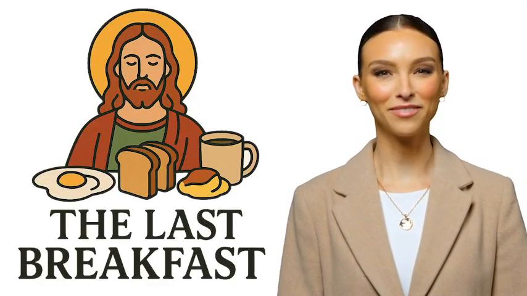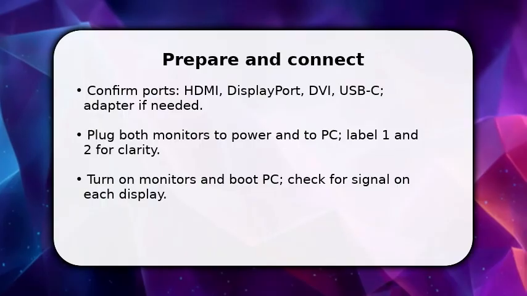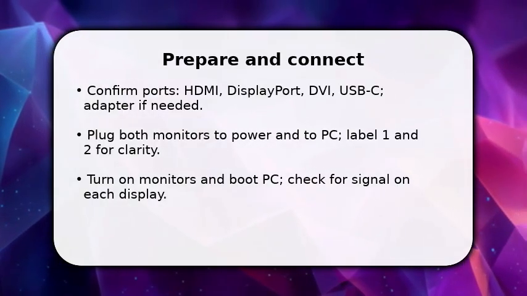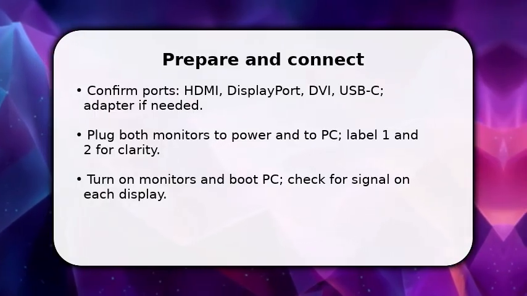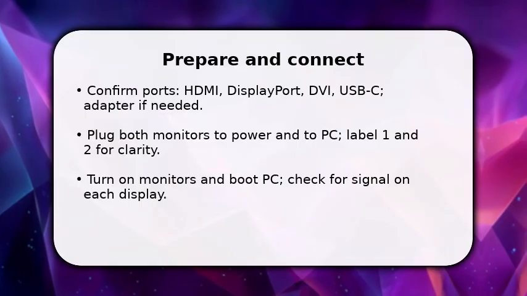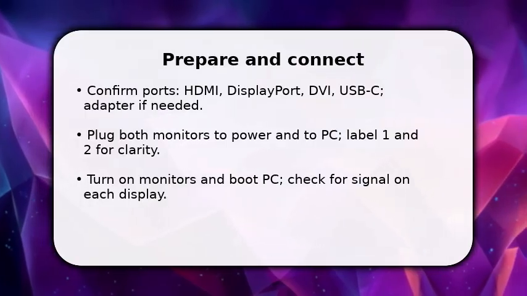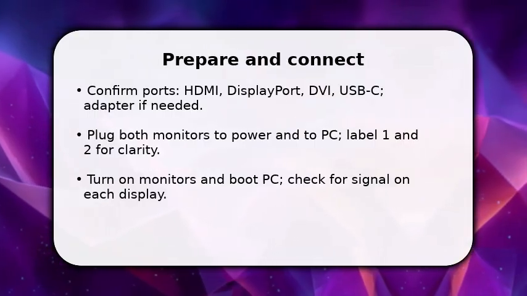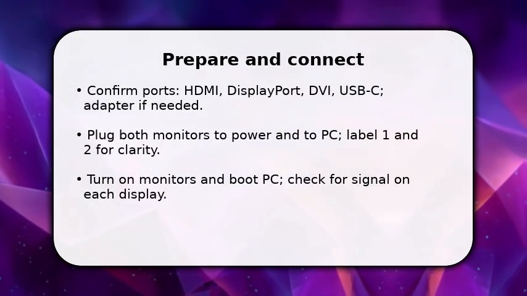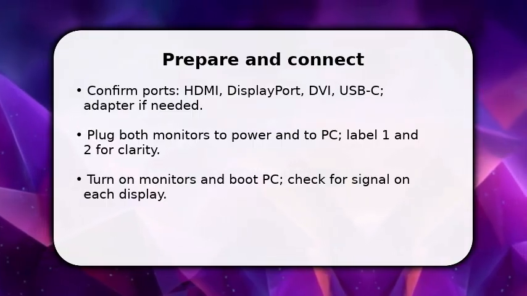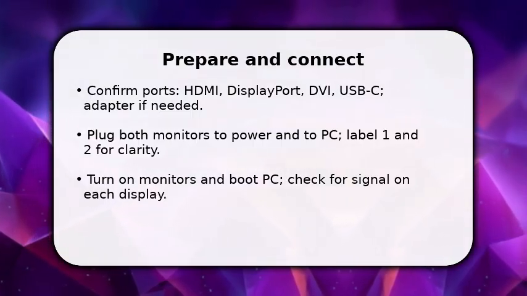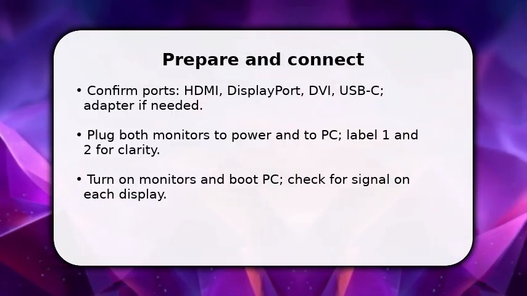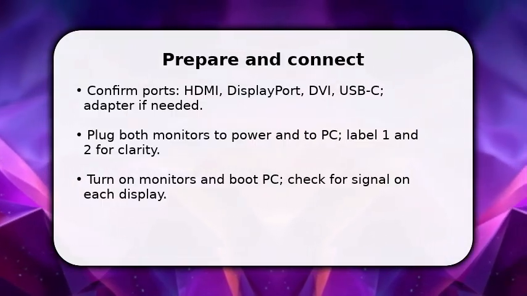Please enjoy the video. You'll begin by verifying hardware and making the first connections. You need to identify ports, HDMI, DisplayPort, DVI, or USB-C, and grab any adapter required. Once done, plug each monitor into power and into separate video outputs on your computer and label them physically or mentally as Monitor 1 and Monitor 2. Make sure both monitors power on and that the PC recognizes a signal. If one stays black, switch cables to isolate a faulty lead, otherwise proceed to display settings.